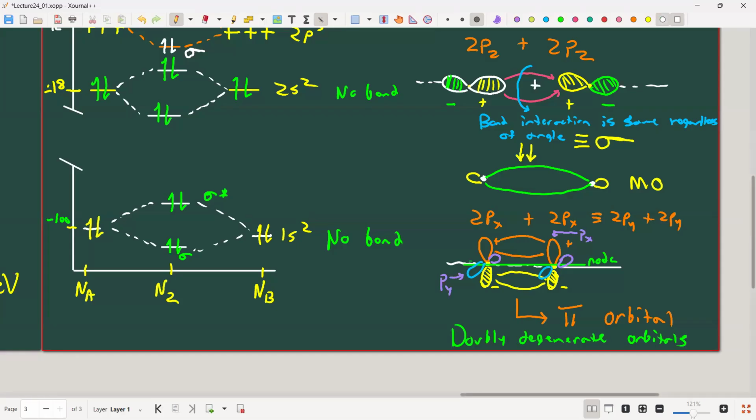Okay, and so what we would get now is a pair of bonding orbitals and a pair of antibonding orbitals. So this is my pi star, and this is my pi.